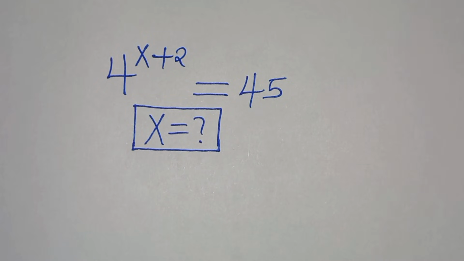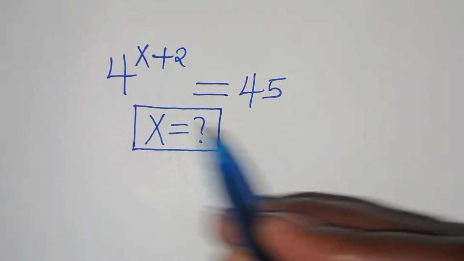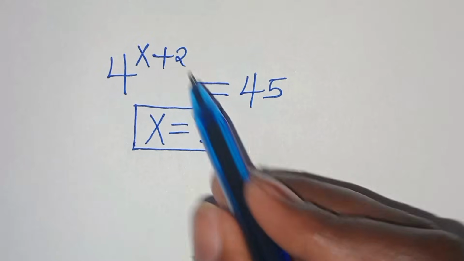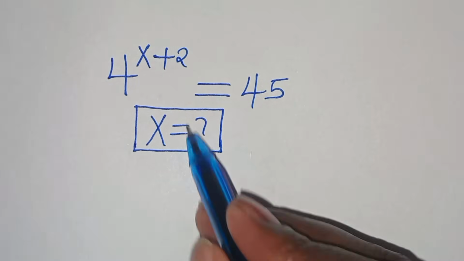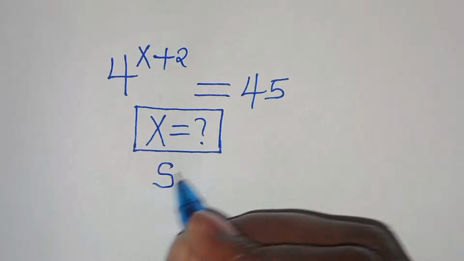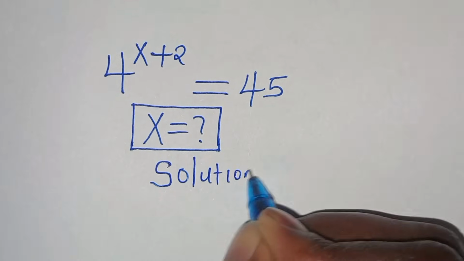Hello everyone, you're welcome to solve this nice exponential equation, which is 4 to the power of x plus 2, equal to 45. So what is the value of x? Now let's provide a solution from here.